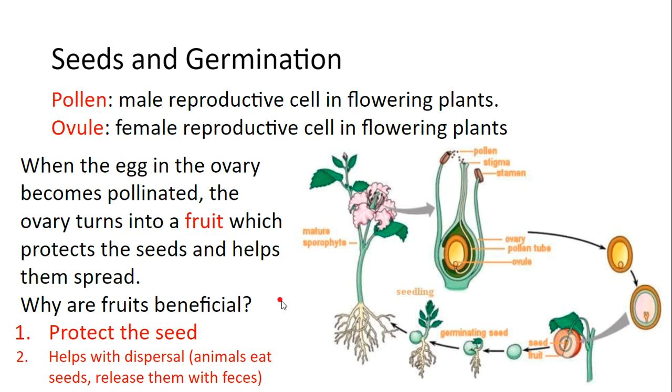So fruits are very beneficial, again, because they protect the seed and they help with dispersal. Animals will eat the seed, and then they pass through that animal's digestive system. They get released with the feces or the poop from the animal, and now that seed has a nice bit of fertilizer to help it get started.